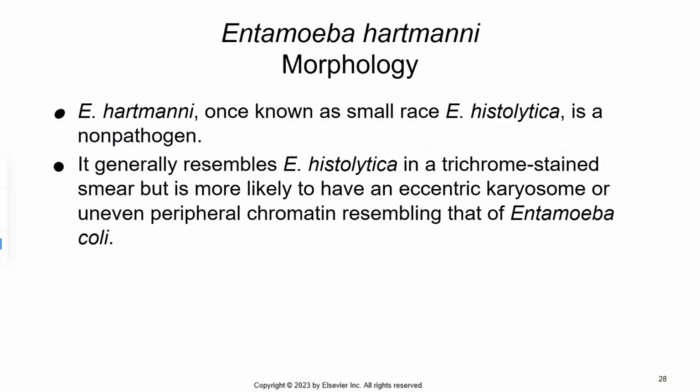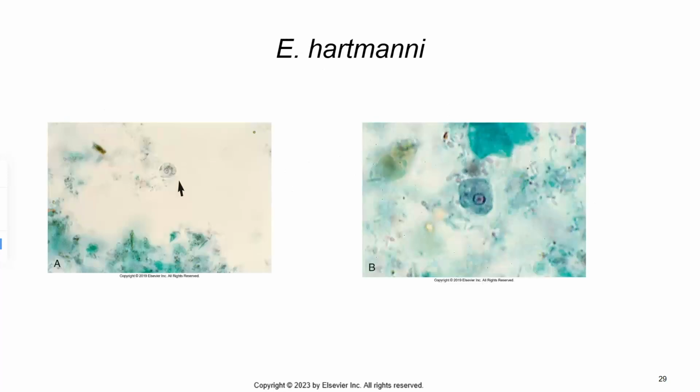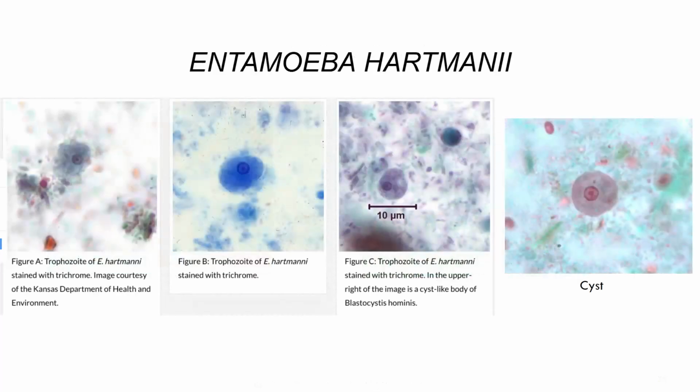Entamoeba hartmanni, once known as small race E. histolytica, is a non-pathogen. It generally resembles E. histolytica, but it's more likely to have an eccentric karyosome or uneven peripheral chromatin resembling that of Entamoeba coli. So this is a picture of that, and some additional pictures.